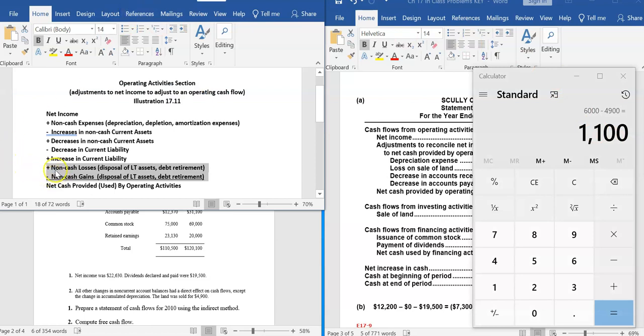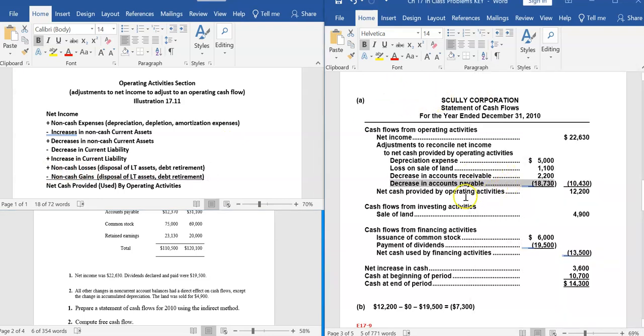My cheat sheet tells me if I have a non-cash loss, I need to add it back to net income. Okay, so I am going to add back that loss of $1,100. Now, what might be a little confusing is we sold the land for cash, but the loss on the sale does not reflect the cash that was flowing from the sale of the land. Plus, selling land is not an operating activity. It is not a normal thing we do in day-to-day operations. It's actually an investing activity. So we are going to see the sale of the land down here.